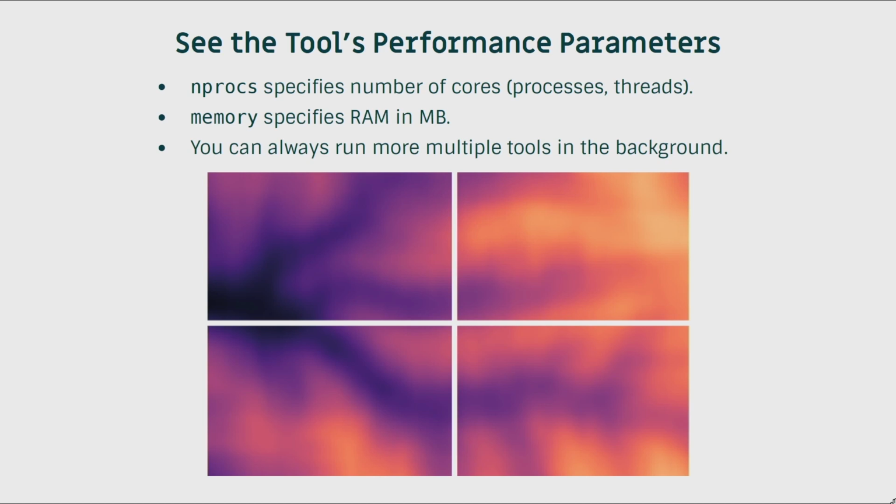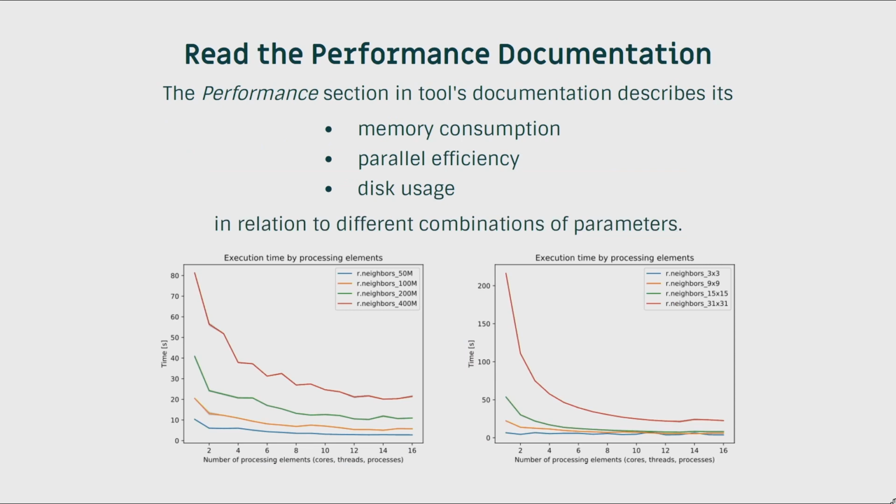If the tool is not parallelized, you can always run multiple tools in the background in GRASS, no problem. Next step is to read the performance documentation for the tools. Some of these tools, which are now parallelized, have a performance section where you can read about how much you will gain with different memory and core options, and also what will be the disk usage.